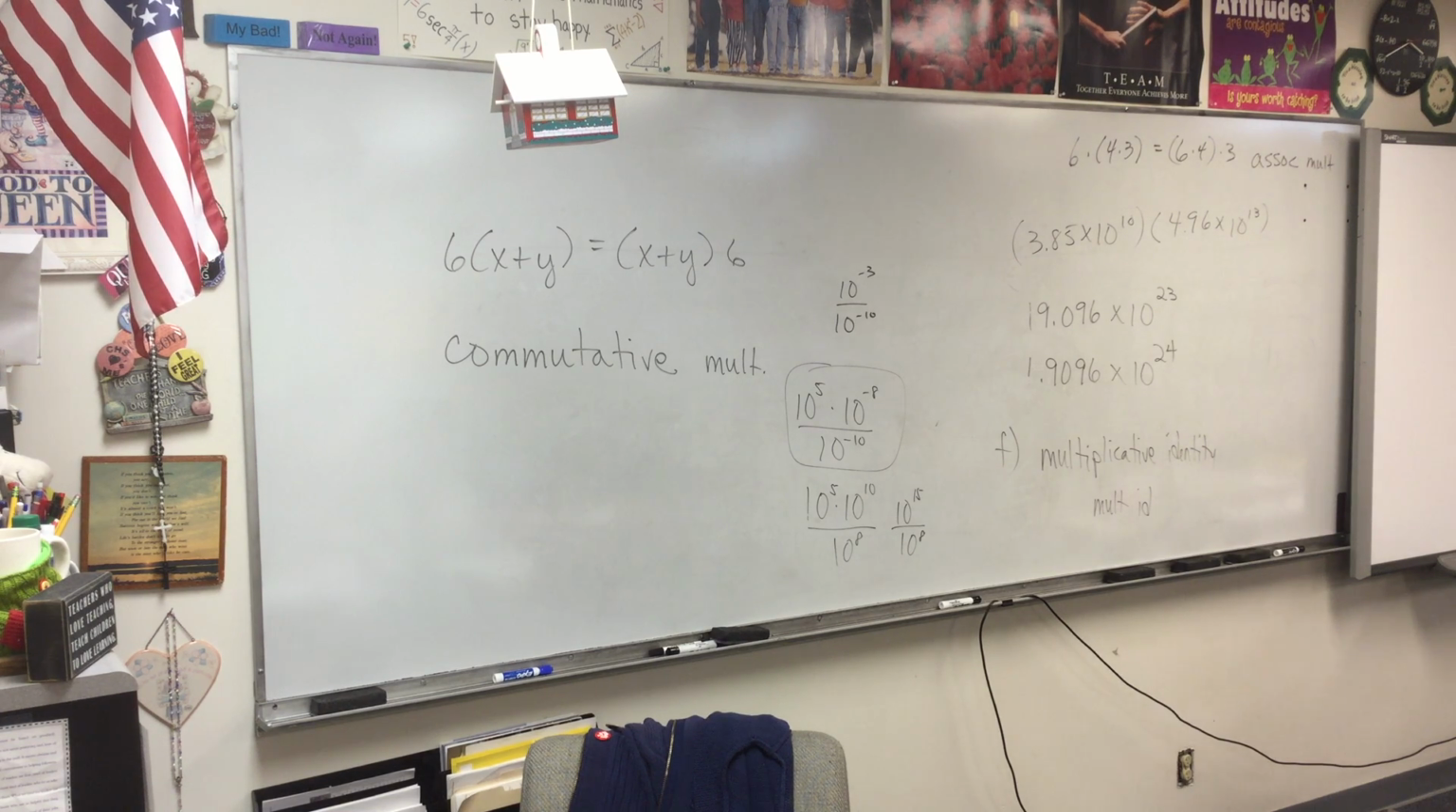So let me run through and make sure you got all the answers. A was distributive. B was commutative addition. C was commutative multiplication. D, additive identity. E, associative multiplication. F, multiplicative identity or identity of multiplication. G, multiplicative inverse. And H was distributive. Okay?